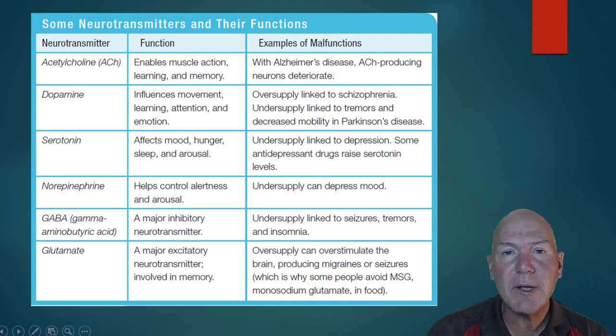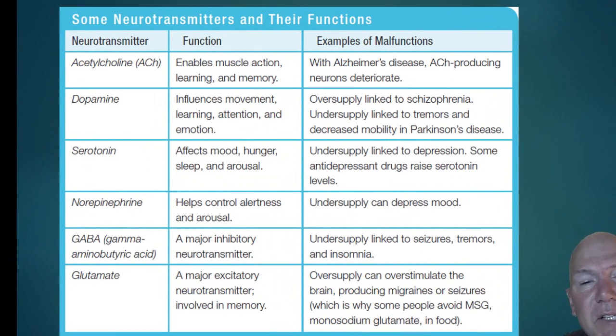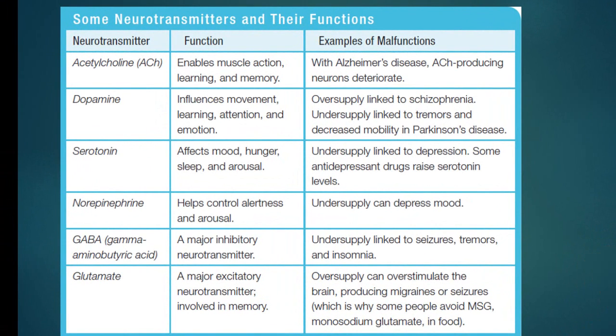So, some of the neurotransmitters that you need to know. We have acetylcholine, which is a very common neurotransmitter in your body. It enables muscle action by causing muscle contraction at its receptor sites near your muscles. It's involved also in learning and memory. We say it's involved in memory because we know that people with Alzheimer's disease seem to have acetylcholine-producing neurons deteriorate, which means they don't produce as much acetylcholine. ACh, by the way, is the abbreviation for acetylcholine.